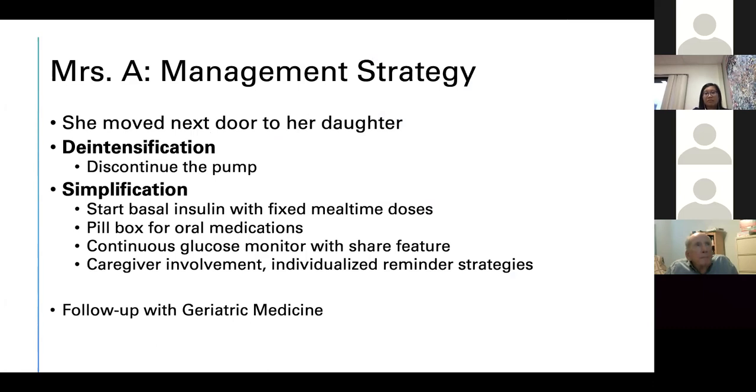She had a pill box for the oral medications, and we were able to utilize a continuous glucose monitor that had a share feature that would notify her daughter if she was trending upwards towards hyperglycemia or downwards towards hypoglycemia. Her daughter also created some individualized reminder strategies so that her mother would remember to take her oral pills. And this patient ended up following up with geriatric medicine.